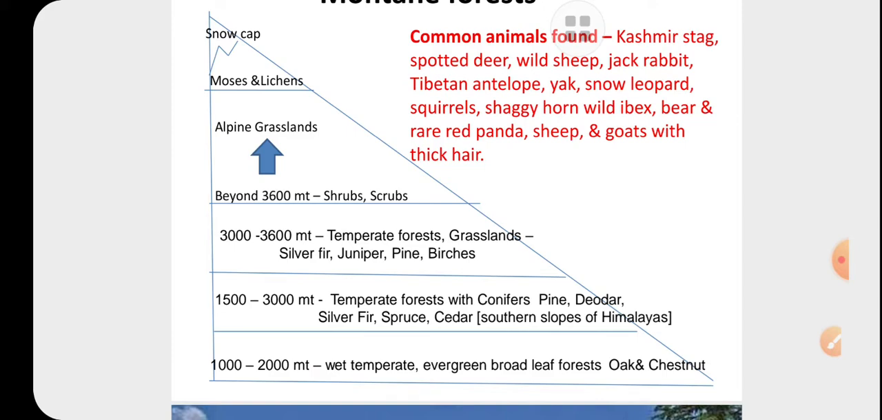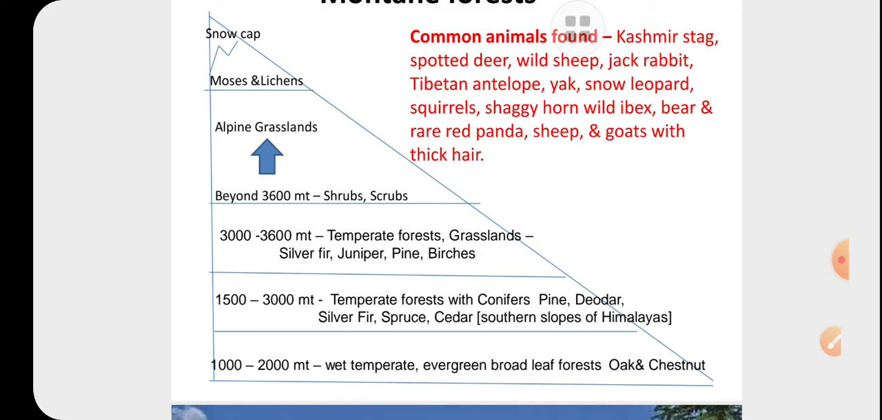And when we go higher, till the height of 3600 meters, temperate forest grassland, silver fir, juniper, pine and birches are found. Beyond this height, only shrubs and scrubs, we find alpine grassland.